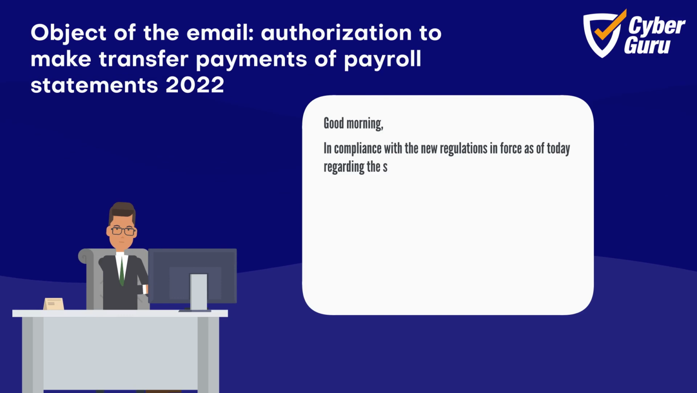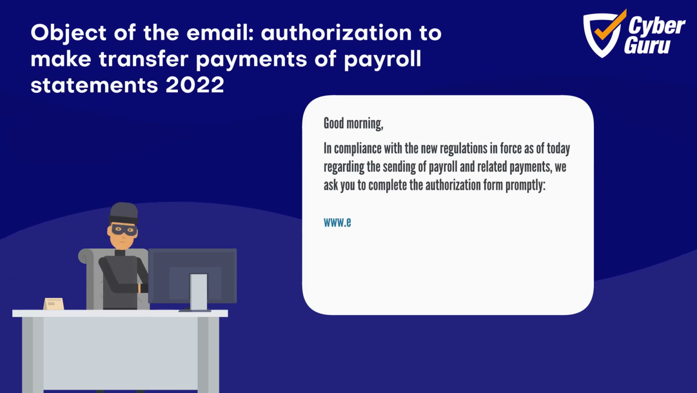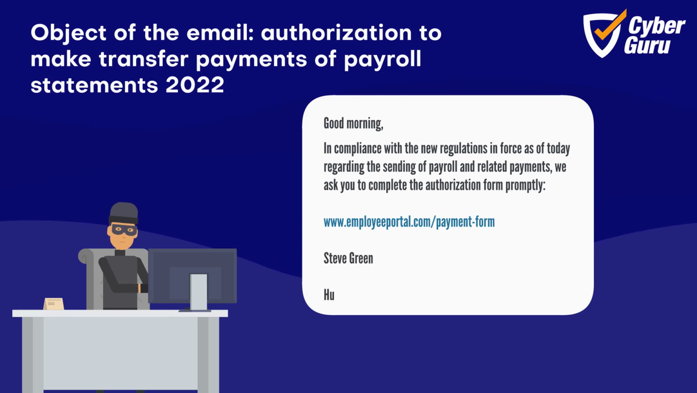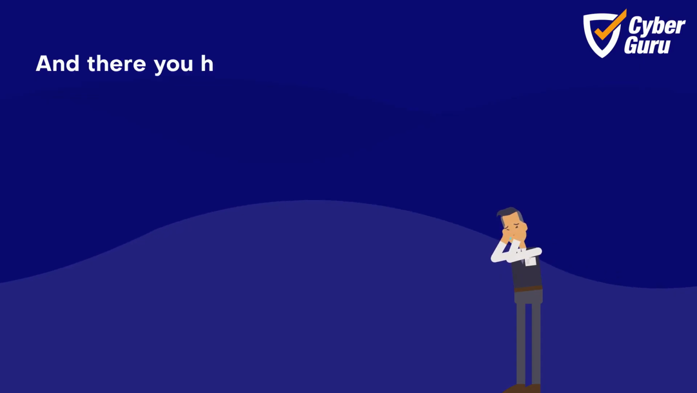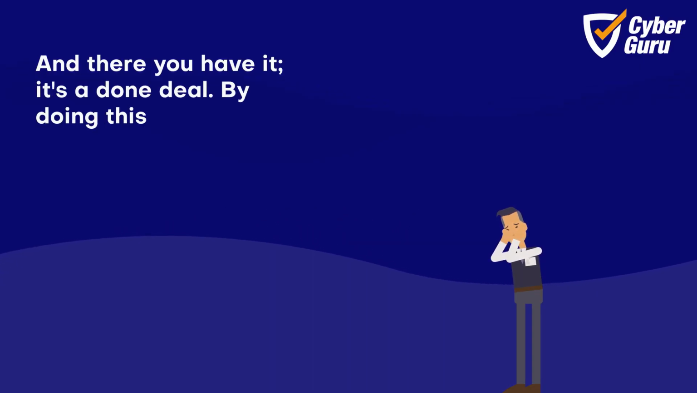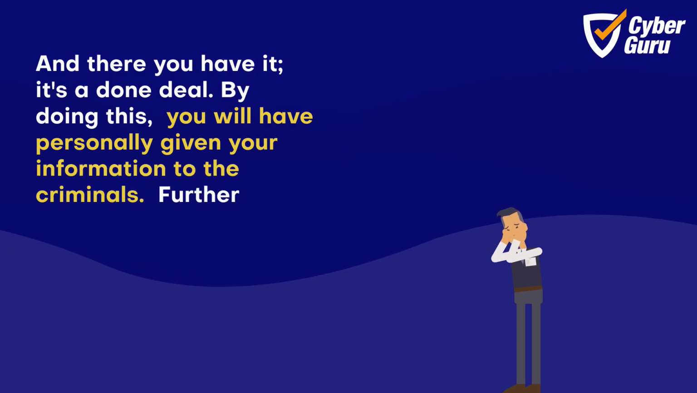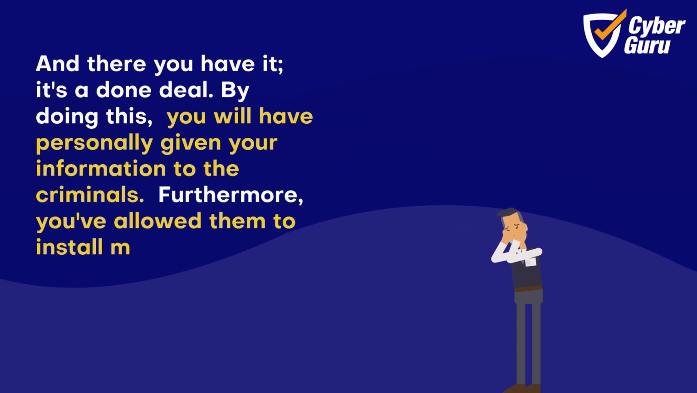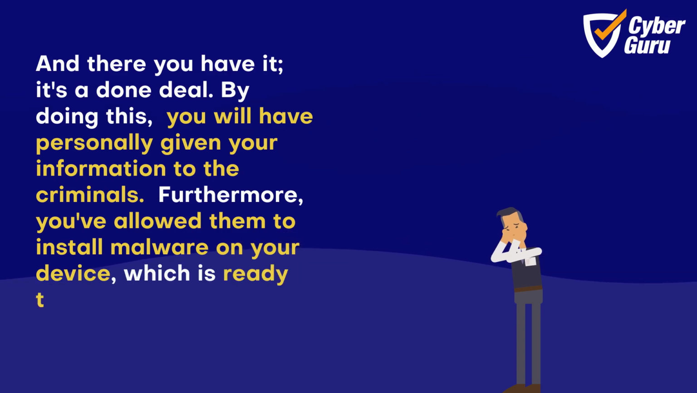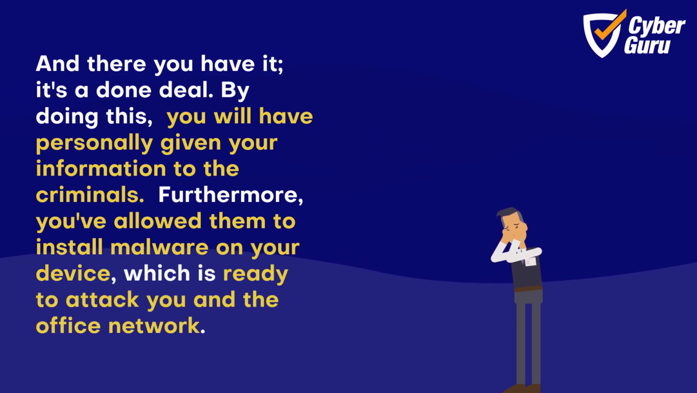Considering the urgency and confidentiality of the email, you check that the address is correct and that it actually comes from the head of Human Resources. At this point, you open the link without a second thought. And there you have it, it's a done deal. By doing this, you will have personally given your information to the criminals. Furthermore, you've allowed them to install malware on your device, which is ready to attack you and the office network.